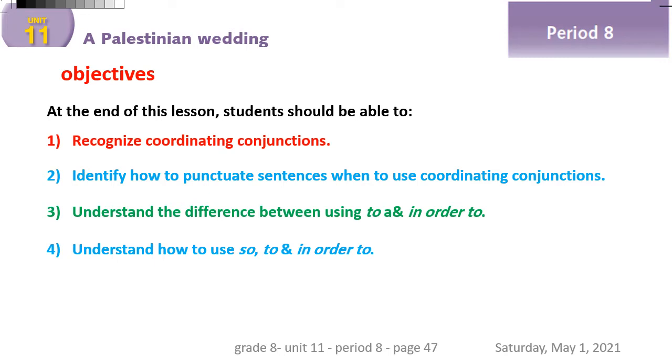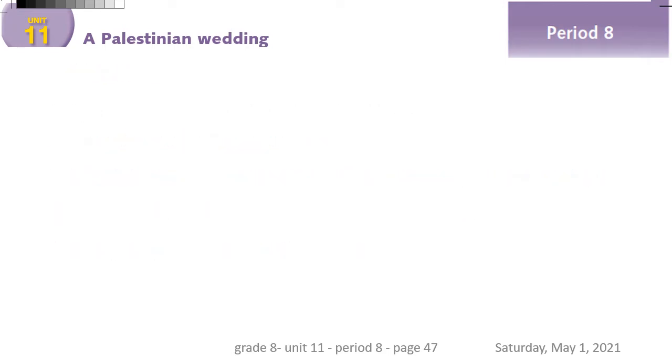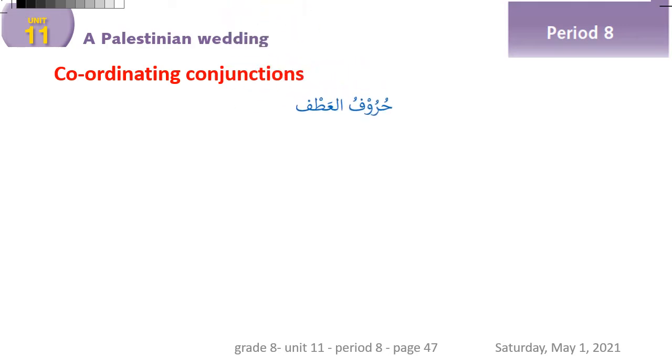Okay, first of all, I have a question. What is the meaning of coordinating conjunctions? It means حروف العطف in Arabic. As you see, we can write it adding a hyphen, using a hyphenated word, coordinating conjunctions, or we can write it directly without a hyphen, conjunctions.